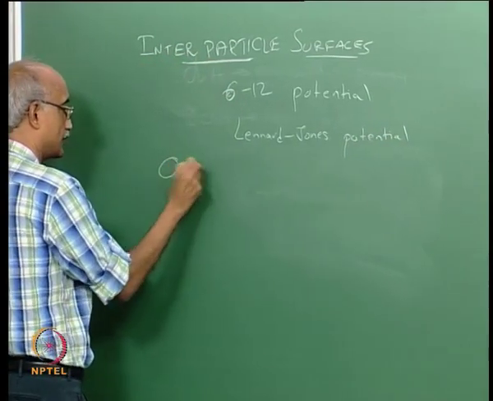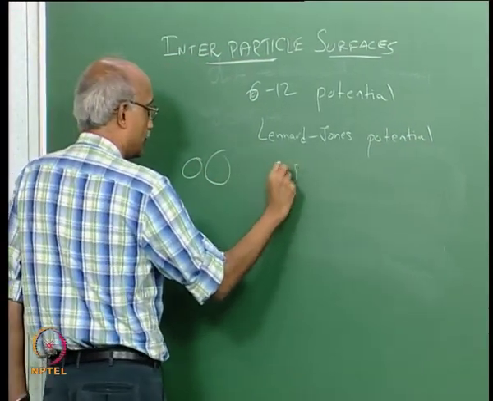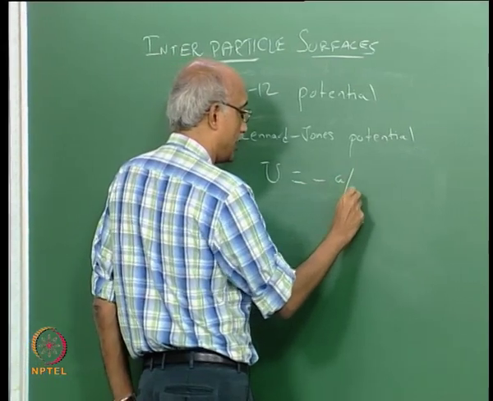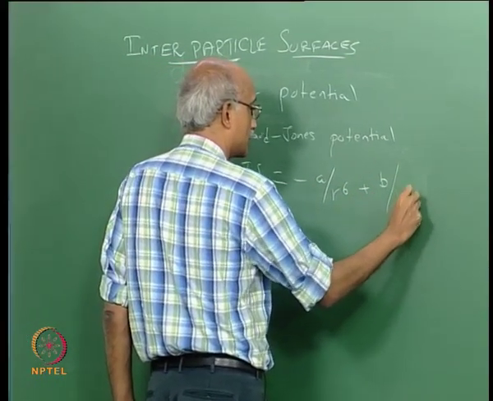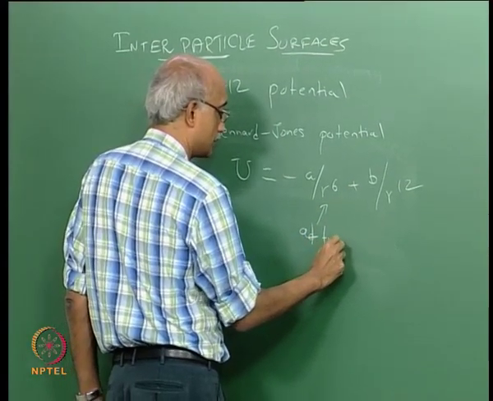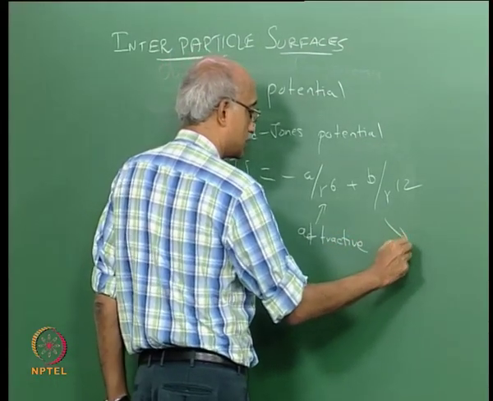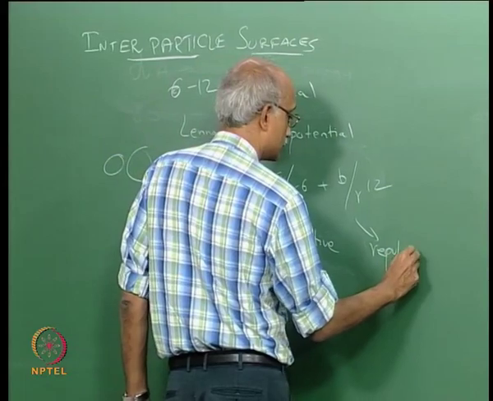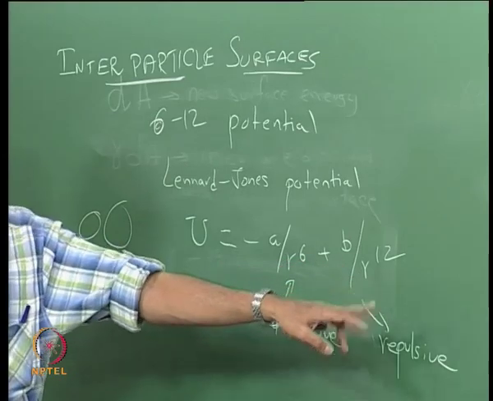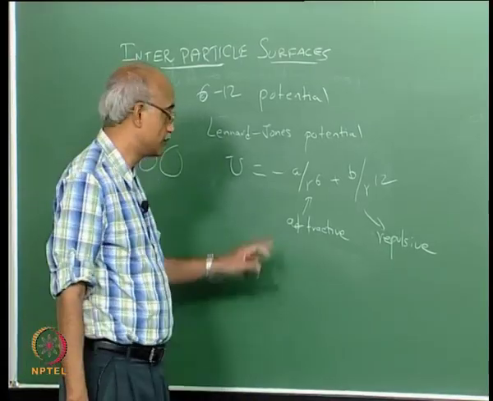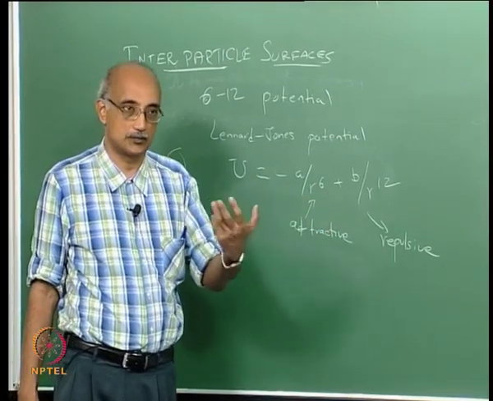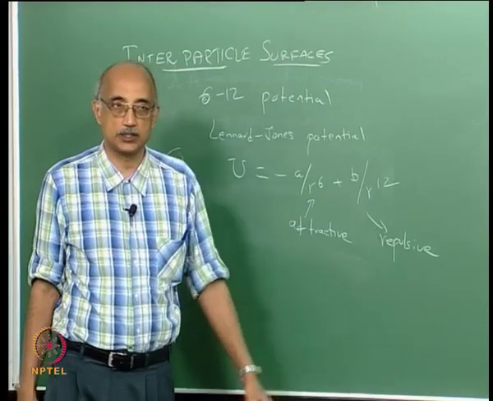And it basically says that if you have two particles that are next to each other, the potential that they develop between them can be written as minus A by r to the power 6 plus B by r to the power 12, where this is the attractive component and this is the repulsive component. Of course, the reason they are called the 6-12 potential is because of the exponents of r in this equation. The adhesive or attractive force will fall off as the 6th power of the distance between the surfaces, whereas the repulsive force will fall off as the 12th power.